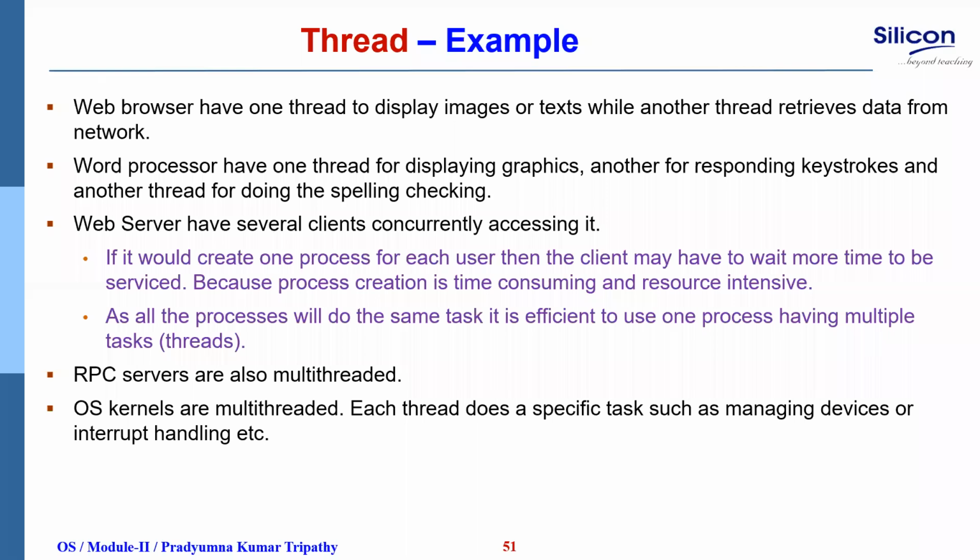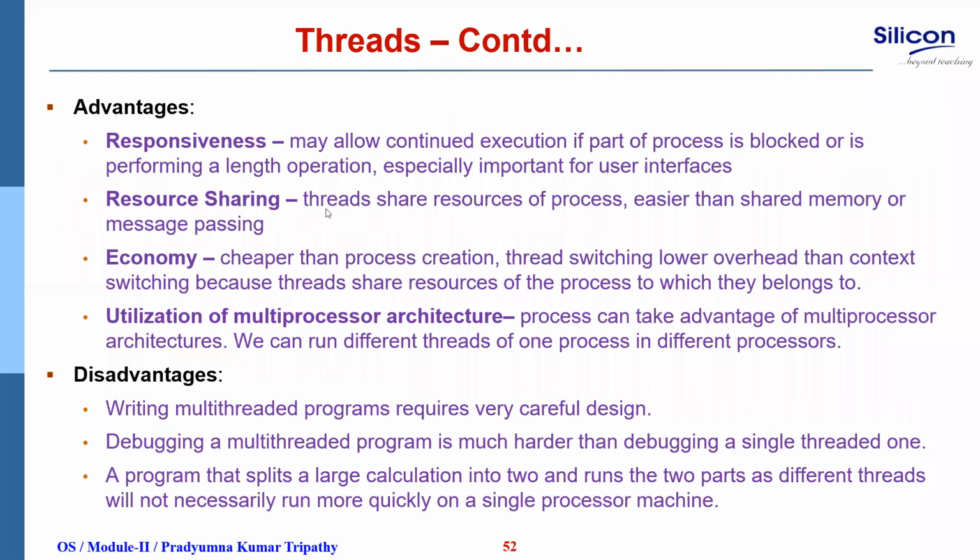Operating system kernels are also multi-threaded. Each thread does a specific task, such as managing devices or interrupt handling. So we can see over here that threads can also be created by the operating system itself. One kind is what the user can create, the user threads. Threads that are created and managed by the operating system are called kernel threads. We'll be discussing that, but before that, let me tell you the advantages and disadvantages of these threads.